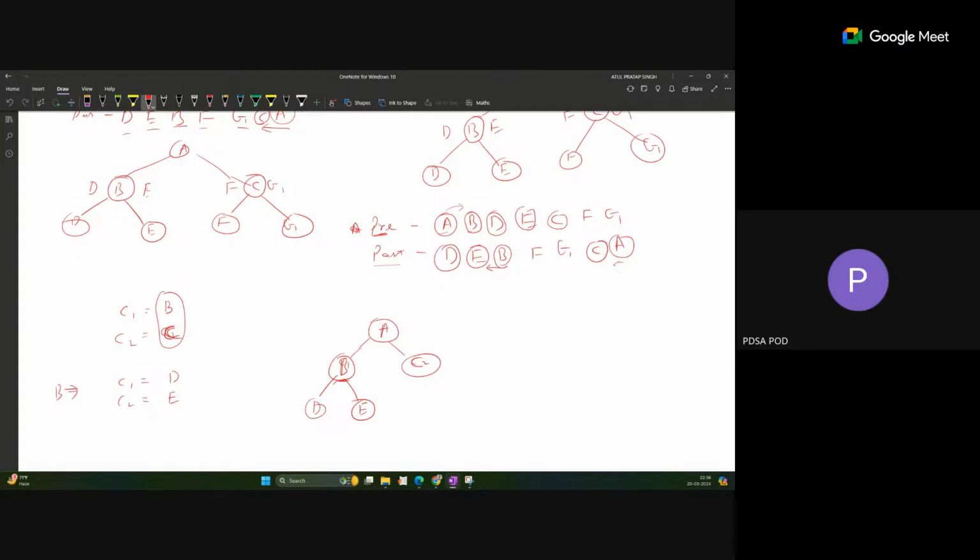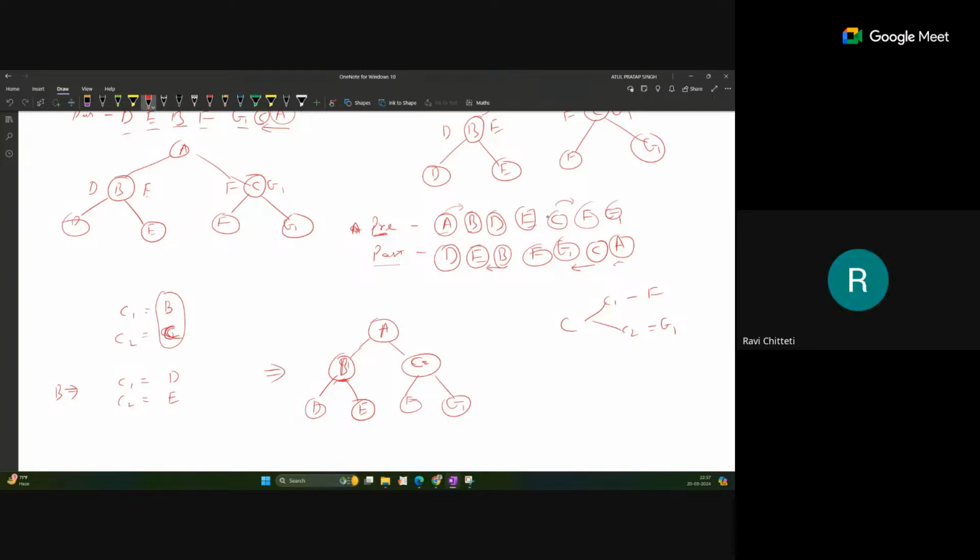Now we are looking at the children of C. So for C, C1 and C2. For C1, what is the value coming to the right? F. Okay. And in this C, what is the value coming? G. Both are different. So that means F will connect here and G will connect here. Now all are marked. So we are getting the correct tree.